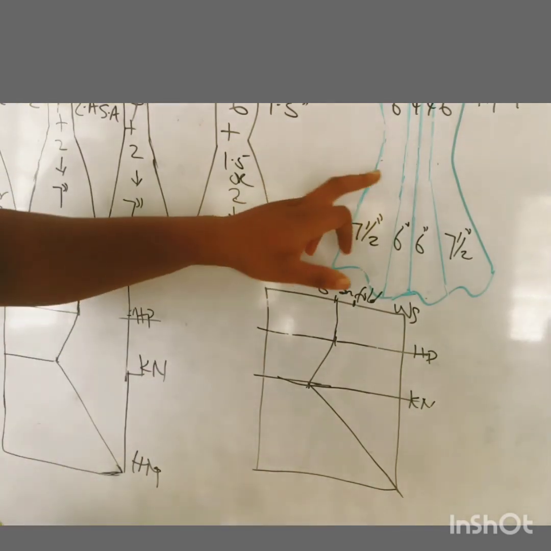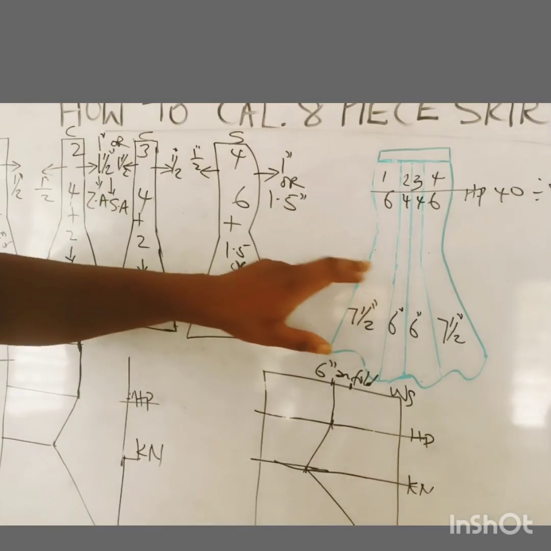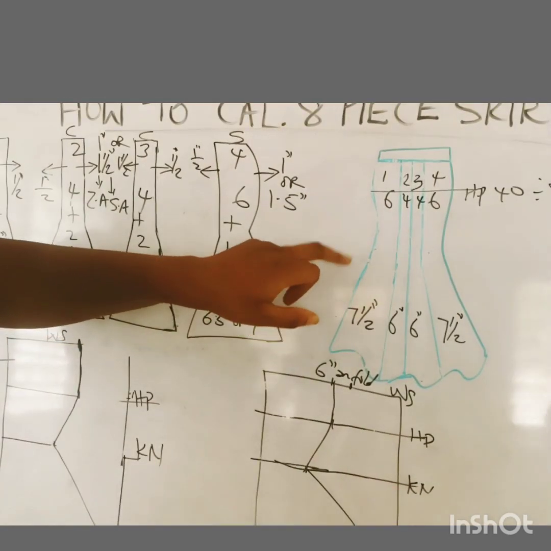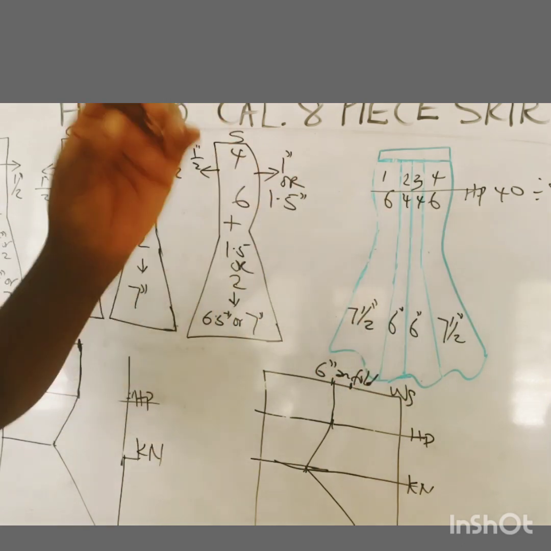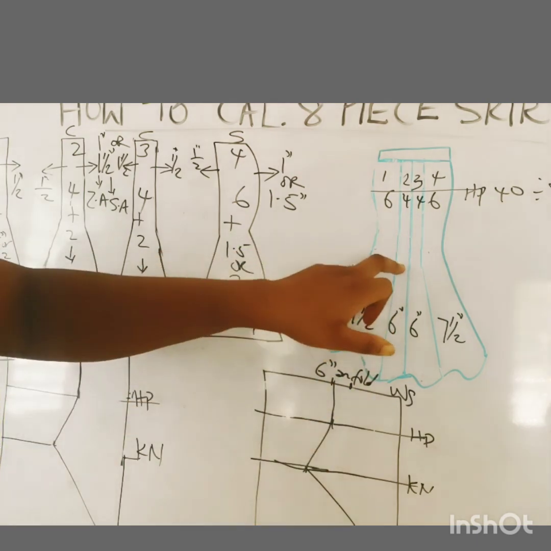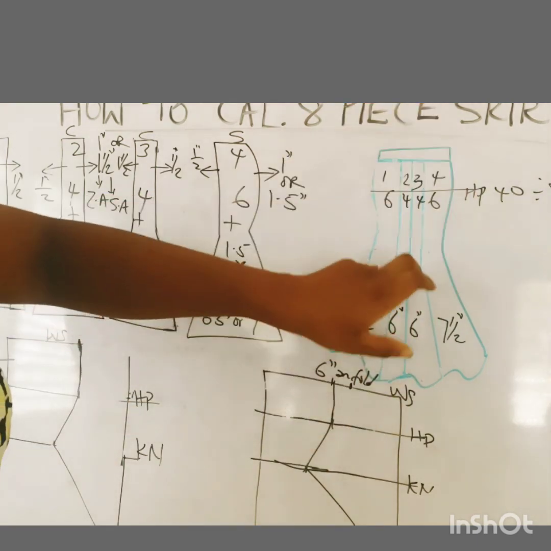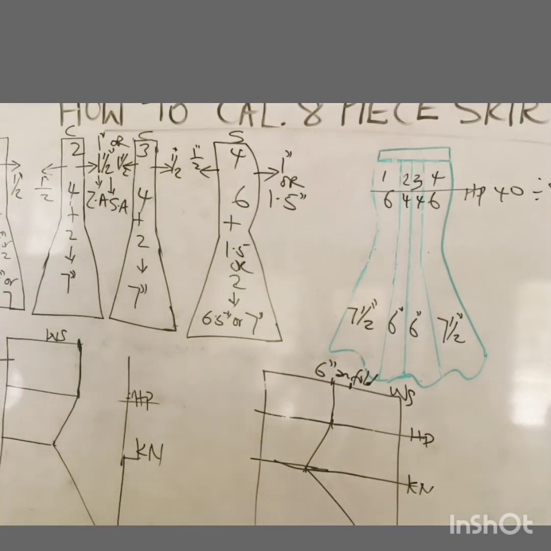For this, you cut one side. After cutting this side, you use the one you have cut to cut the second one, and then you fold another one again and cut the middle. After cutting the first middle, use that to cut the second middle. So that is how we can add allowances to our 8-piece skirt.